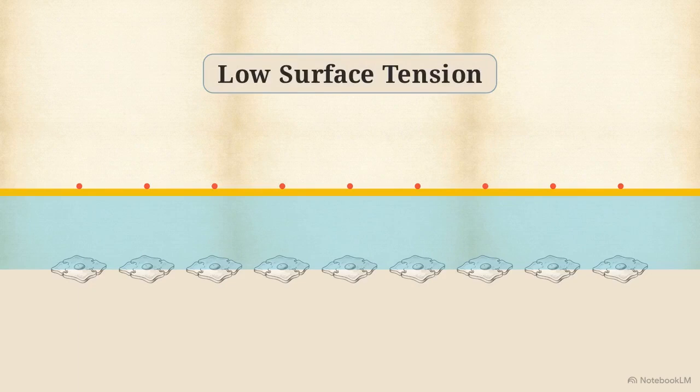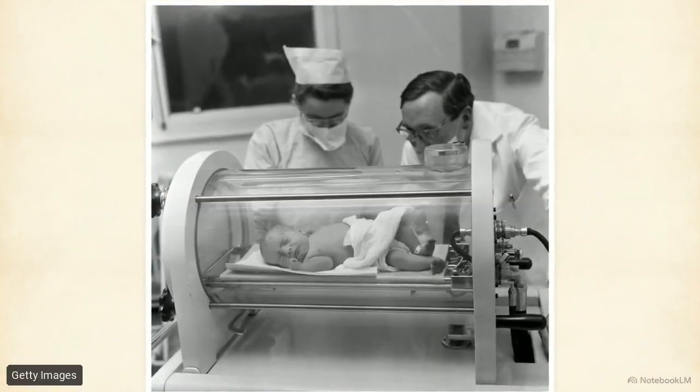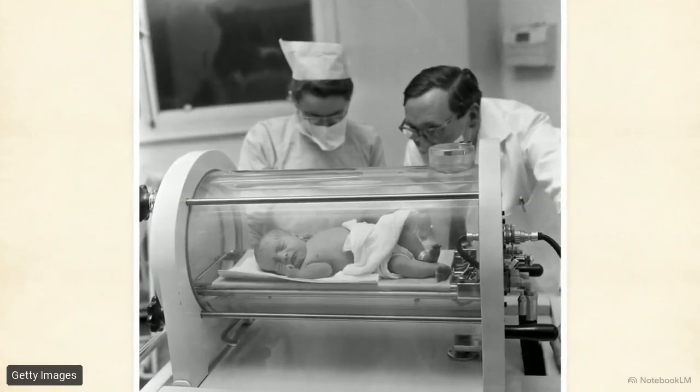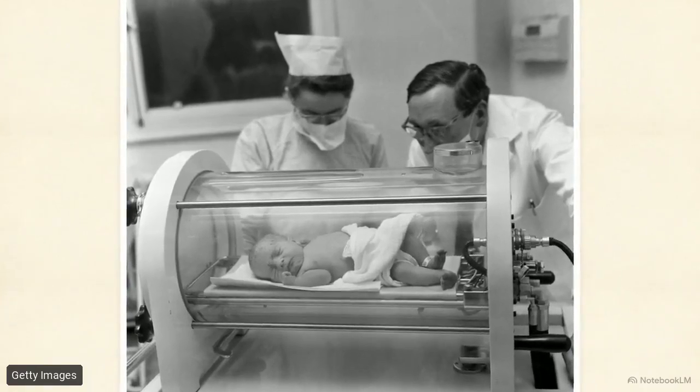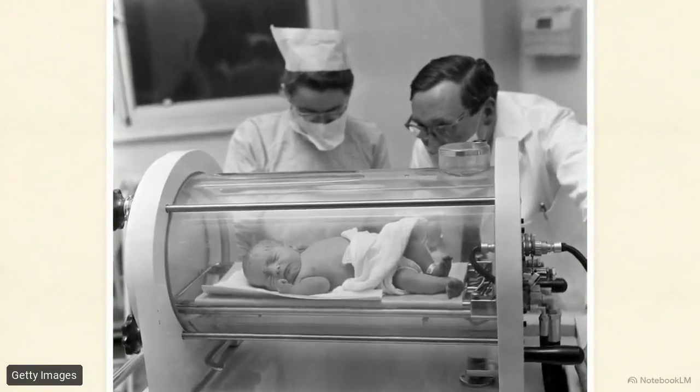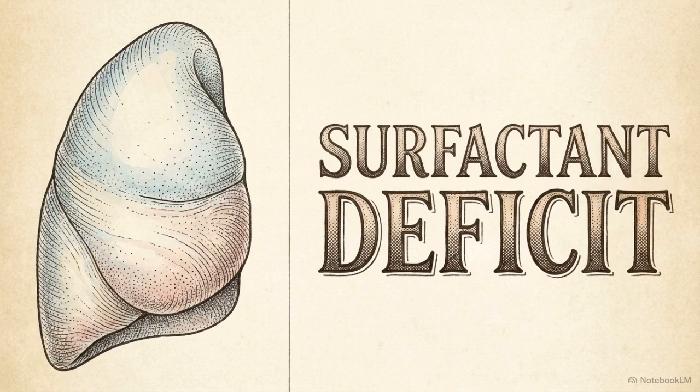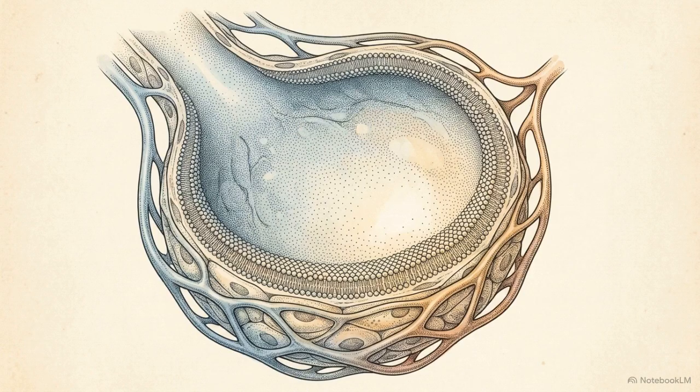When premature infants are born before their type 2 cells have fully differentiated, they suffer a critical deficit of lamellar bodies and surfactant. Infant respiratory distress syndrome illustrates the exact physiological stakes. Macroscopic airway patency and the simple ability to draw a breath ultimately depend entirely on microscopic lipid chemistry.